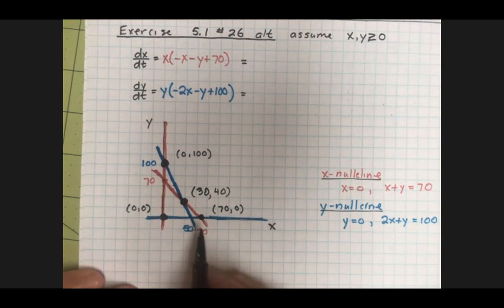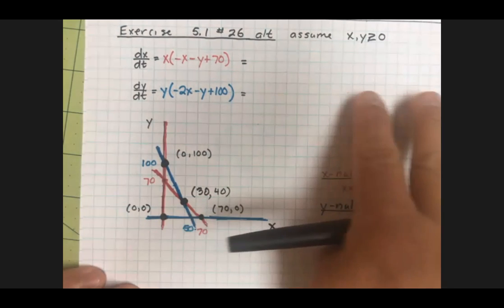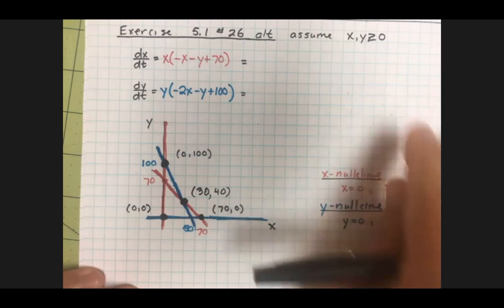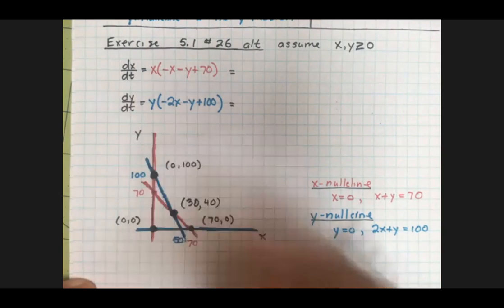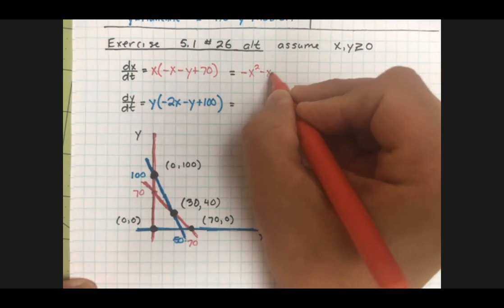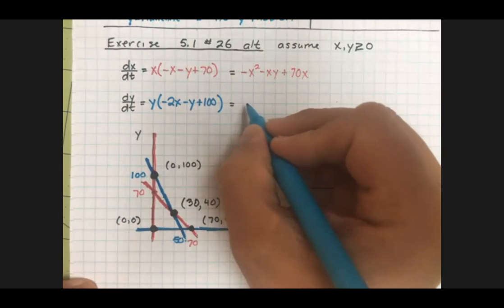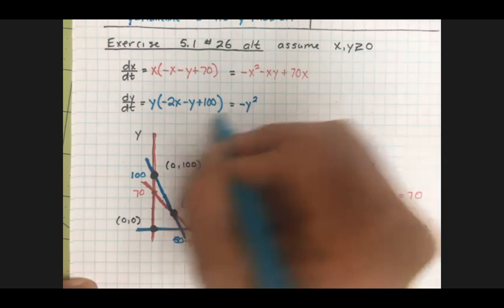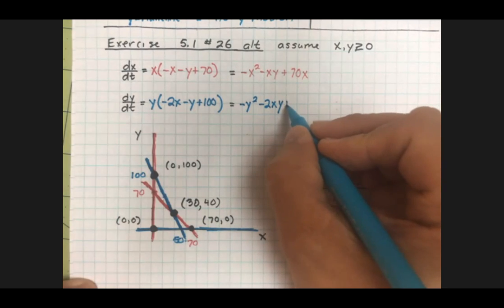Okay, good. Now I can run the Jacobian on these four points, and I could find out the nature of the system at those four points. But there is another way. And I still haven't filled in these two spaces here. So let's fill in the first space. If I multiply this out, it has some value to me. And that value, I'll show you, is negative x squared minus xy plus 70x. Likewise, for the dy/dt, I write it in the order that pleases me: minus y squared minus 2xy, I'm not even crazy about this order, plus 100y.